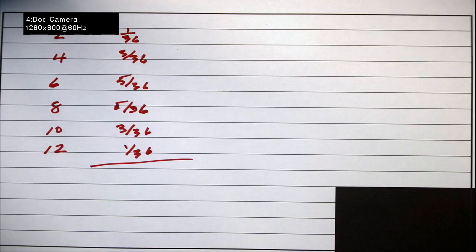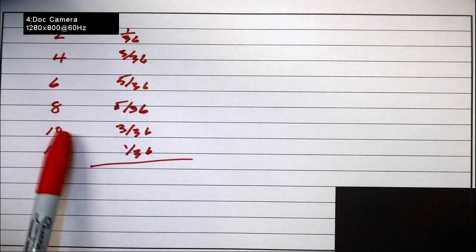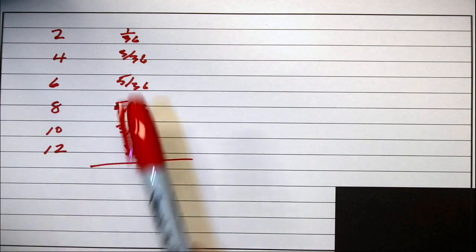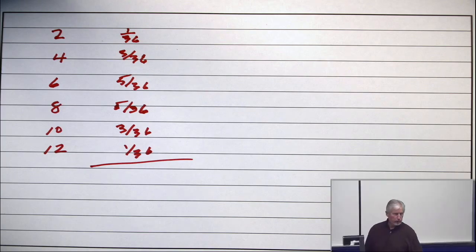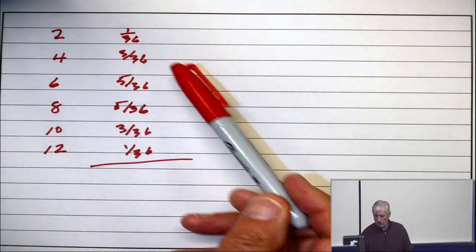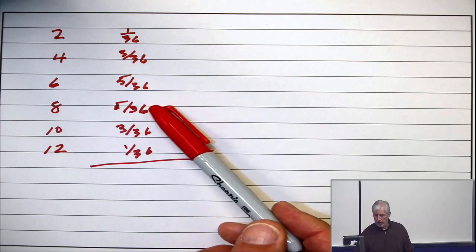The even totals are 2, 4, 6, 8, 10, and 12. The probability of a 2 is 1 over 36. The probability of 4 is 3 over 36, because you can get 3 and 1, 2 and 2, and 1 and 3. The probability of a 6 is 5 over 36, because you can do 5 and 1, 4 and 2, 3 and 3, 2 and 4, and 1 and 5. And the probability of 8 is the same as a 6.